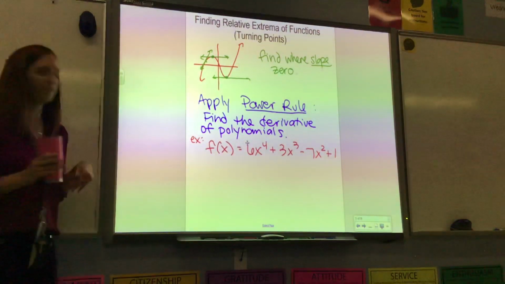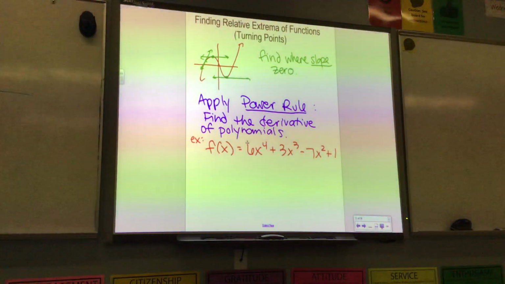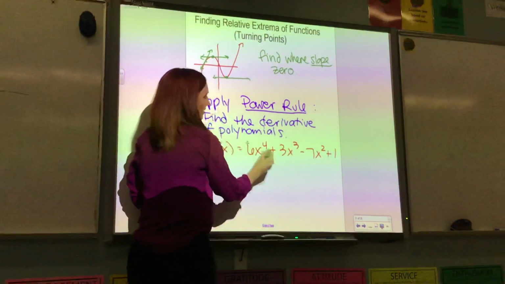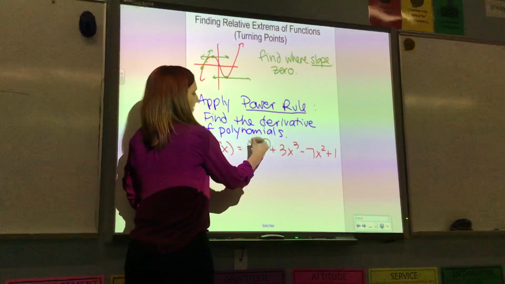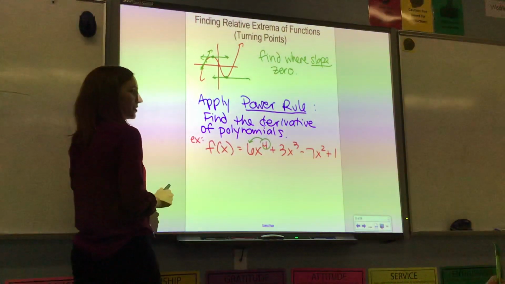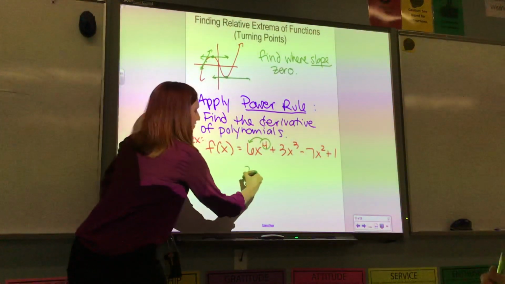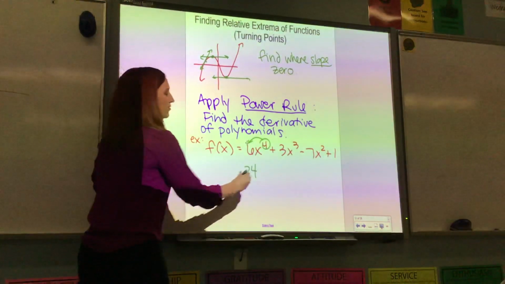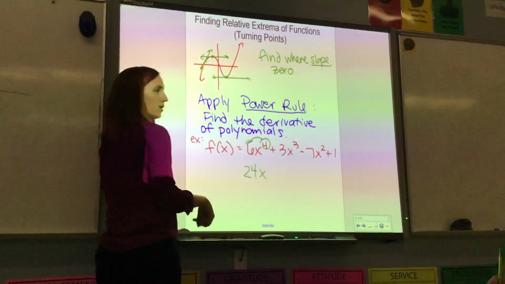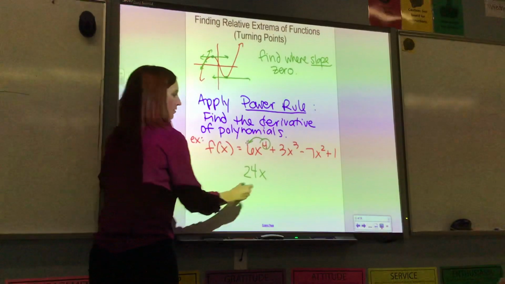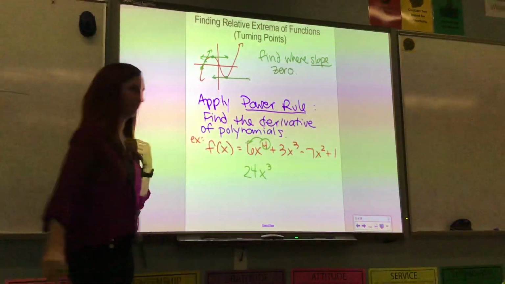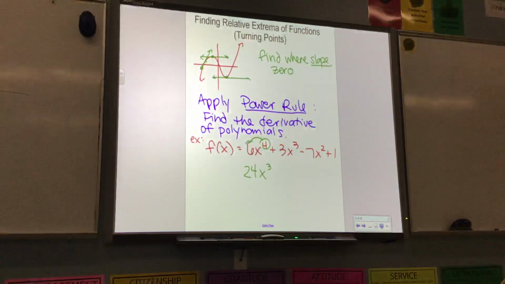To find the derivative of a polynomial, it's a very repetitive process. I'm not going to explain why, because that is Mr. Bell's job to explain to you why it works. I'm just going to show you how to do it. The way that you do it, you take your exponent and you multiply it by the number in front. What's 6 times 4? When you do that, now you lower your exponent by 1. So what's 1 less than 4? 3. You do that to every single term.